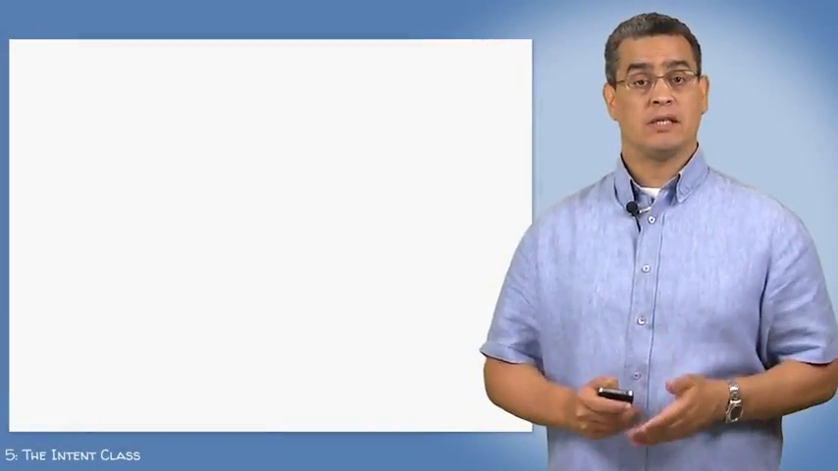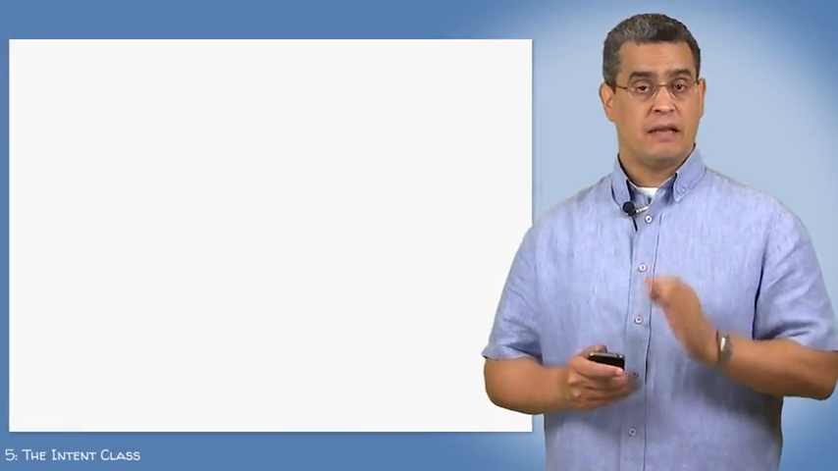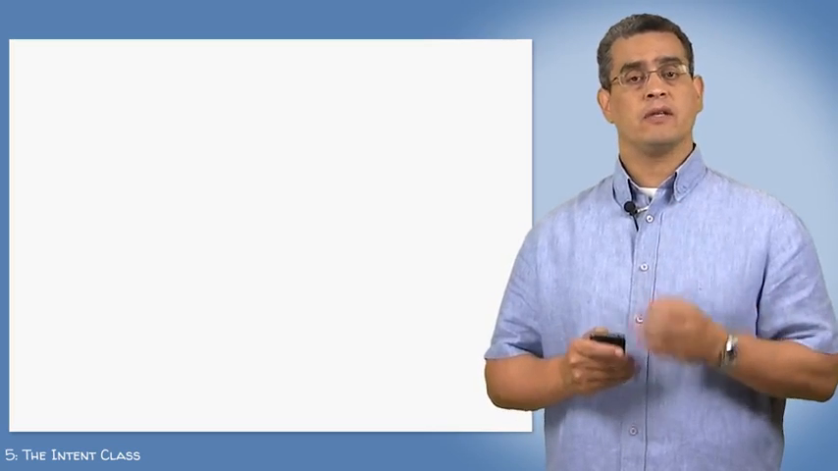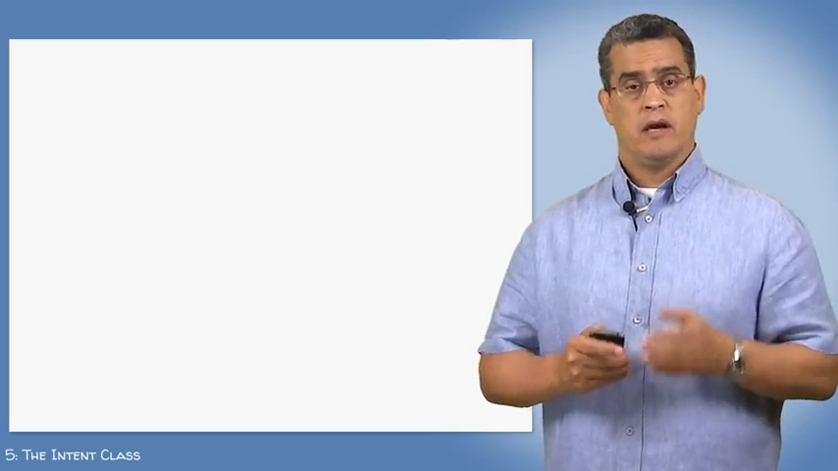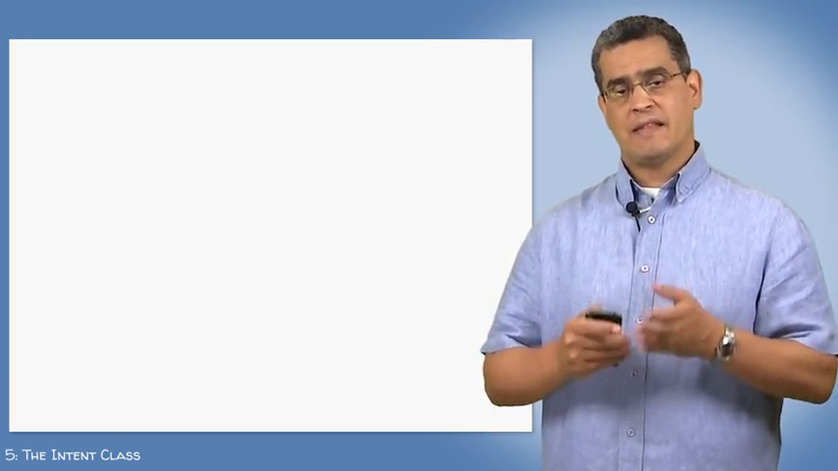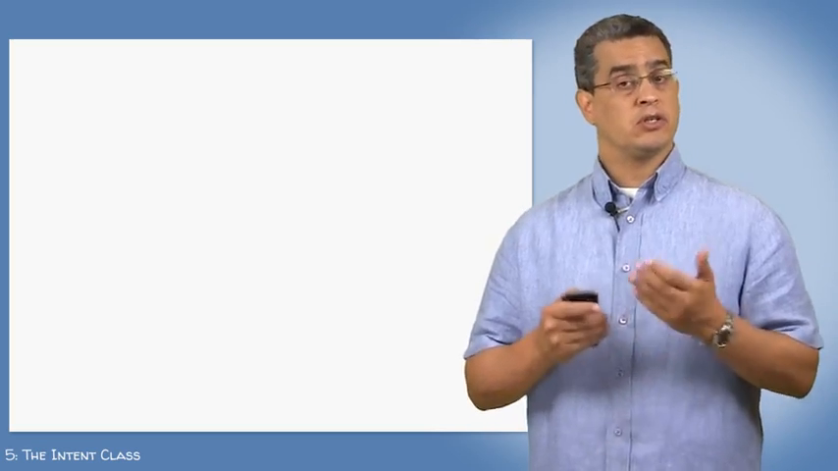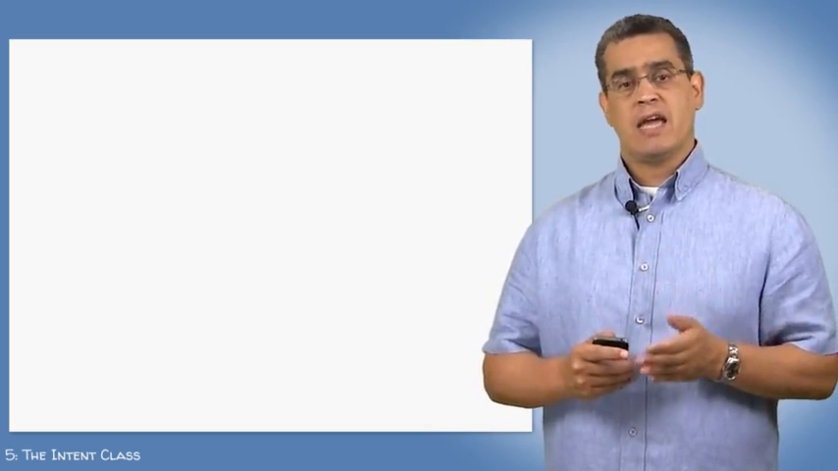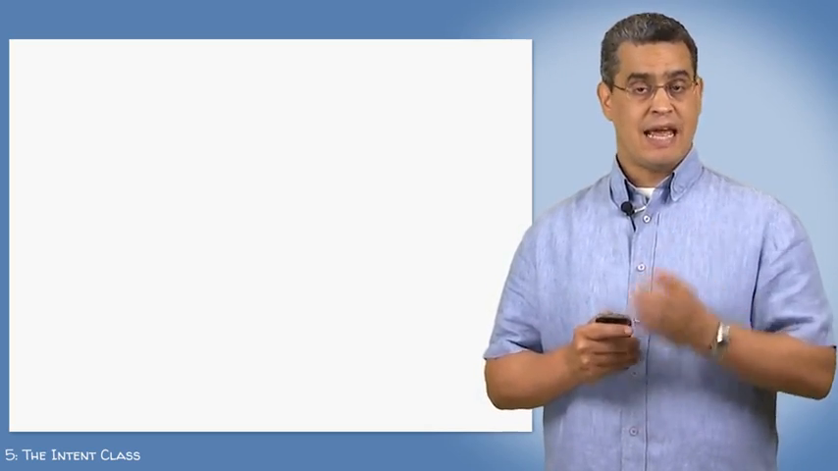In our last lesson, we talked about the activity class, and I showed you how one activity can programmatically start another activity by first creating an intent object, and then by passing that intent to a method such as startActivity or startActivityForResult. Today, we're going to take a deeper look at intents.